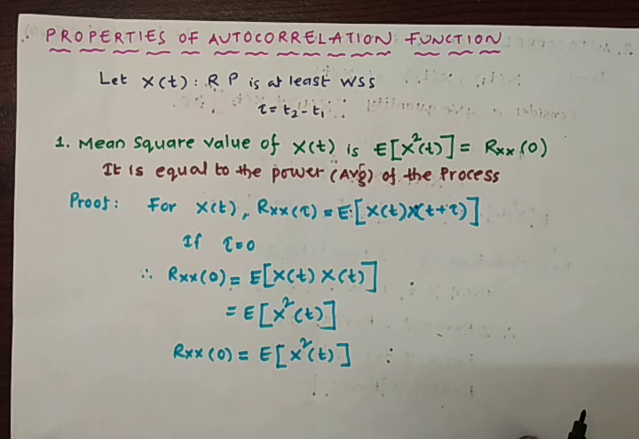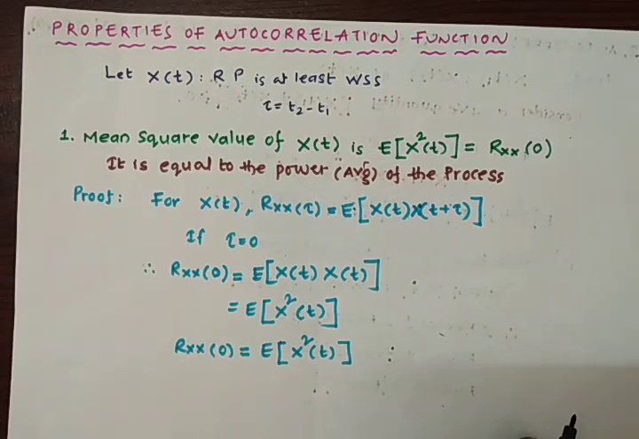In this class I am going to talk about the properties of autocorrelation function. We are left with two topics in the fourth unit: the properties of autocorrelation function and the properties of the cross correlation function. From these two topics one question can be asked in the exam. So here I am going with the properties of autocorrelation function.